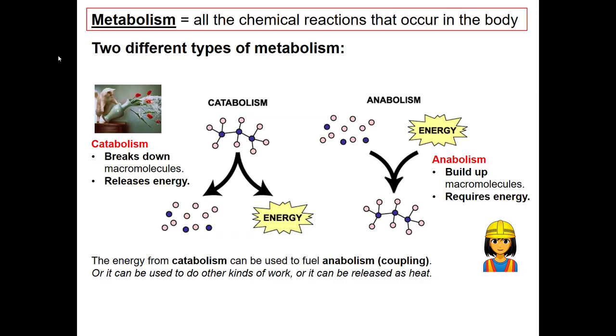So this energy released from catabolism can be used to fuel anabolism, this is coupling, or it can be used to do other kinds of work, like contracting a muscle, or it might just be released as heat. So the body in some ways does this by accident.